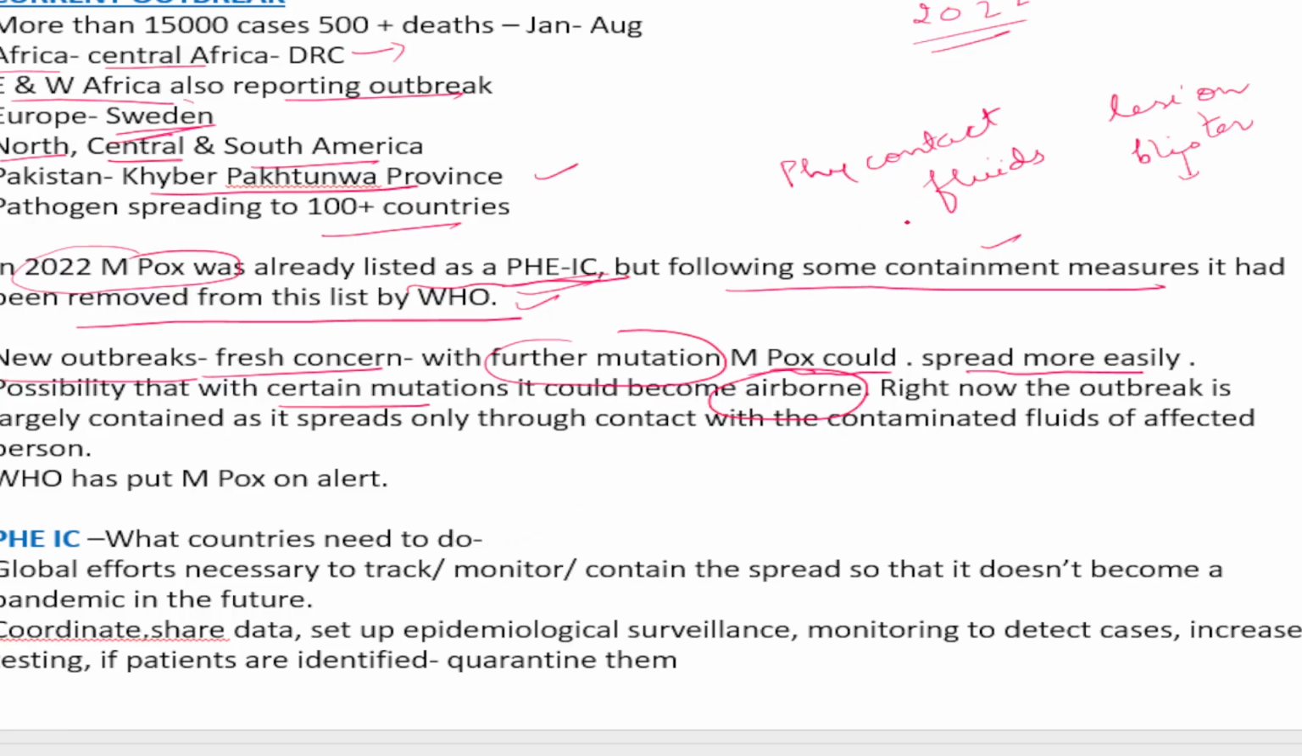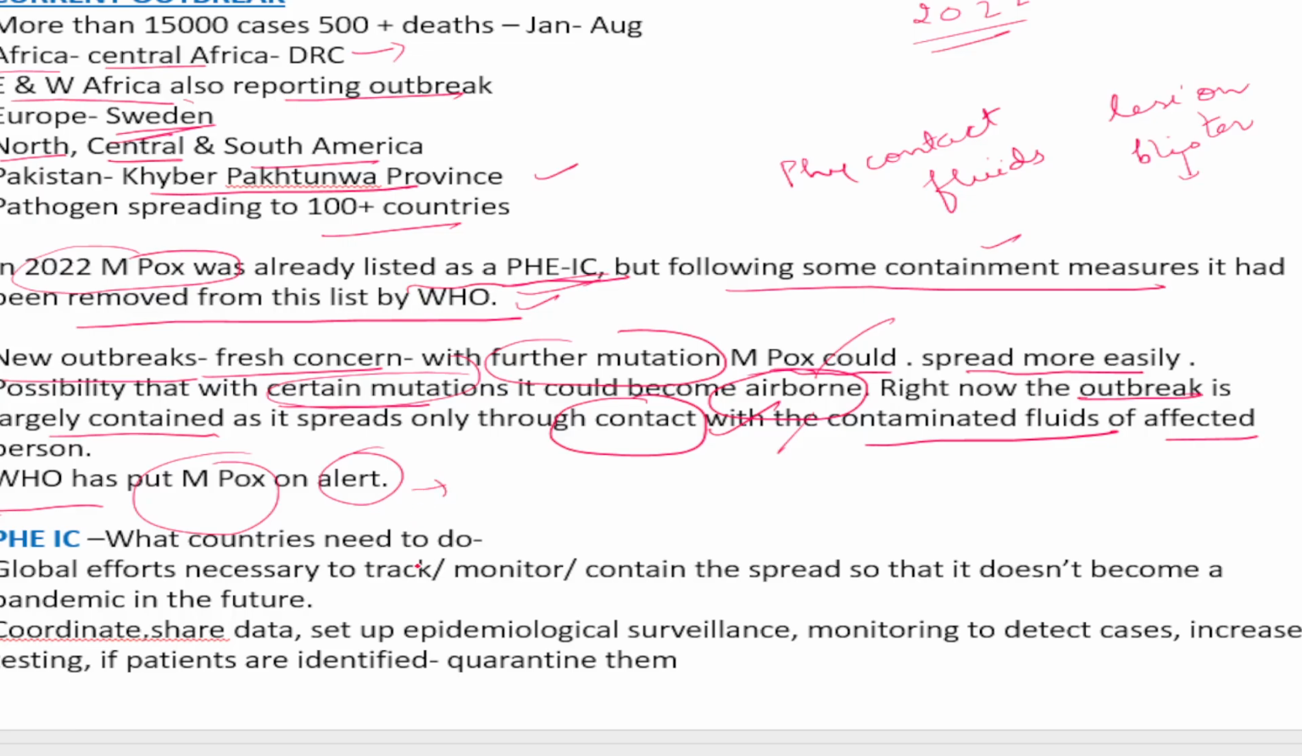Now it is said that with certain mutations, the virus could become airborne also. At present, it is not airborne. But if certain mutations occur, then it may become airborne. And this is a very threatening situation because if the virus becomes airborne, it will spread much more easily. And right now, the outbreak is largely contained because it spreads only through contact with the contaminated fluids of the affected person.